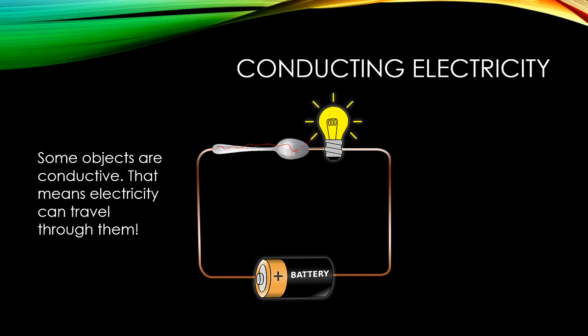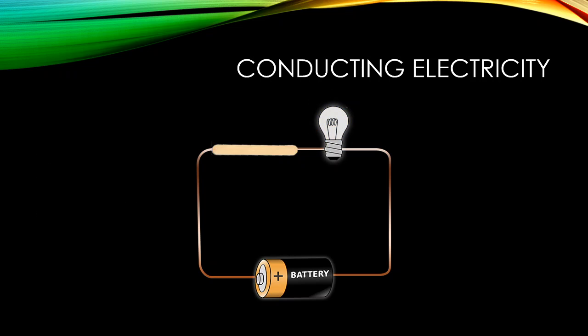But if we took an object that was not conductive, and we tried to use it as a bridge to fill that gap in the same way, maybe like a popsicle stick, then the light bulb would still not turn on because electricity can't travel through that. So the electricity is still trying to come out through the battery, through the wire, and then it gets stopped right here. Even though there's a popsicle stick here, it's not a conductive object, and so the electricity can't travel through there. It gets stopped, and your light bulb stays off.